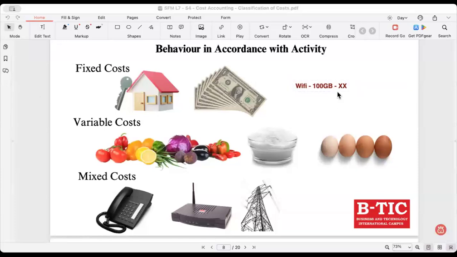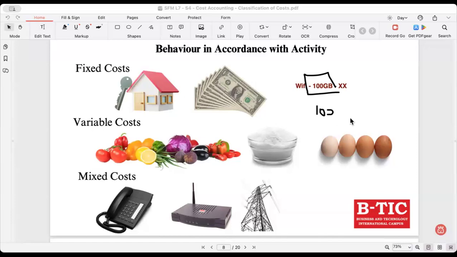But what if you exceed the 100 GB? Now the 100 GB is done, and you're still at the 25th of the month. You need to survive for another 5 days. Can you survive without Wi-Fi? No, you need Wi-Fi. How can you do your office work, your assignments, which you love to do? You need Wi-Fi.